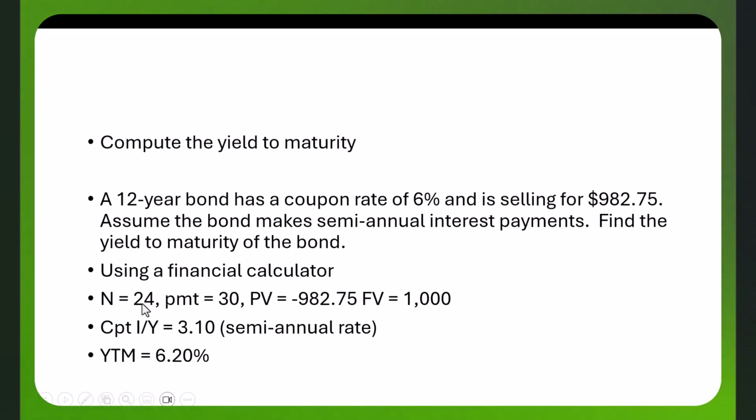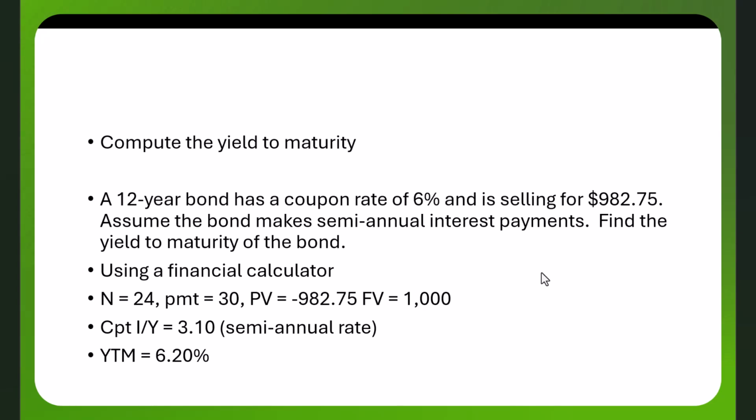In this case, n equals 24, because if the interest is paid semi-annually, you have twice as many periods, or you have 2 6-month periods in every year. The payment of $30, a coupon rate of 6%, means you get $60 a year in interest, or $30 every 6 months. The present value is the price you paid for the bond, which is negative $982.75, and the future value is $1,000. So you put that into your calculator and you hit compute I/Y and you get 3.10.